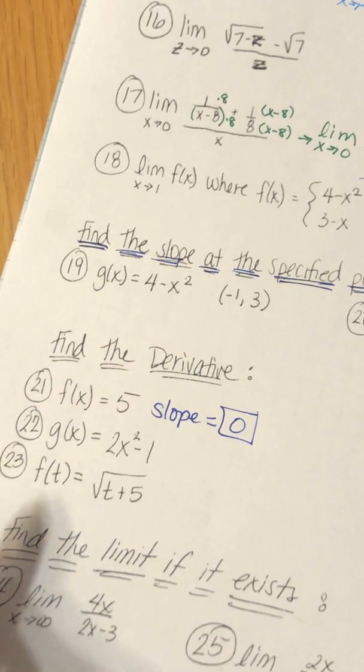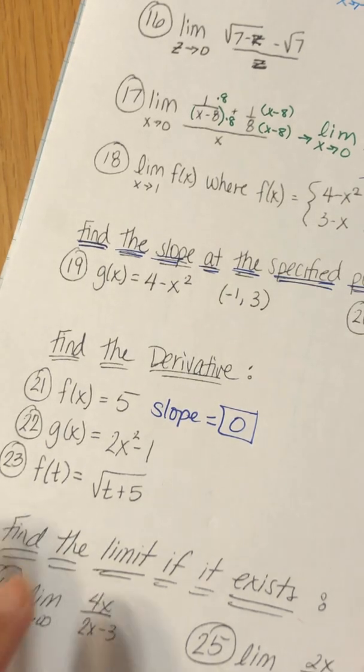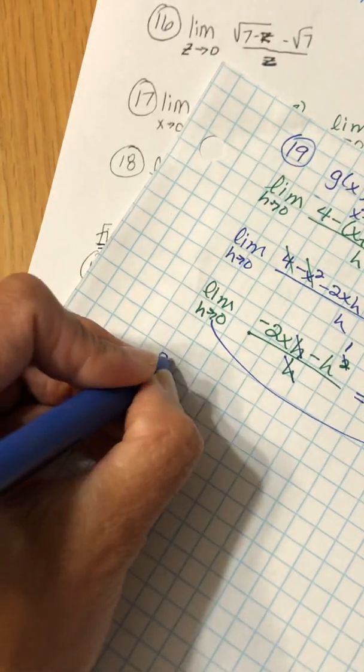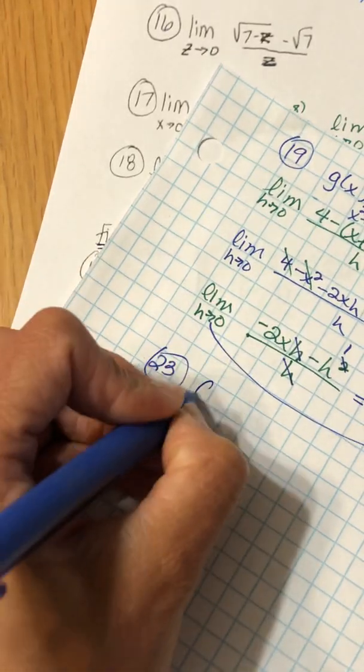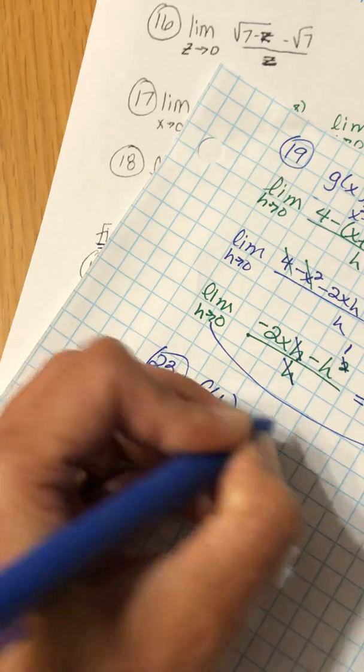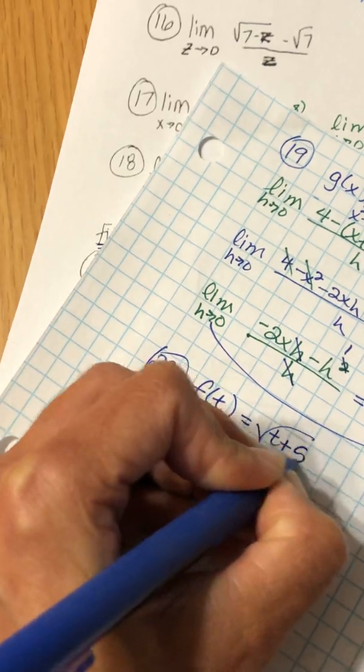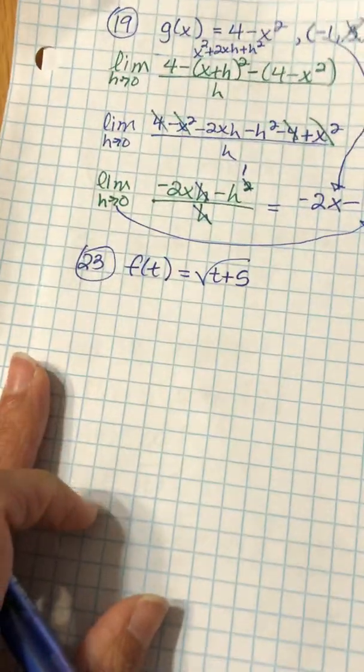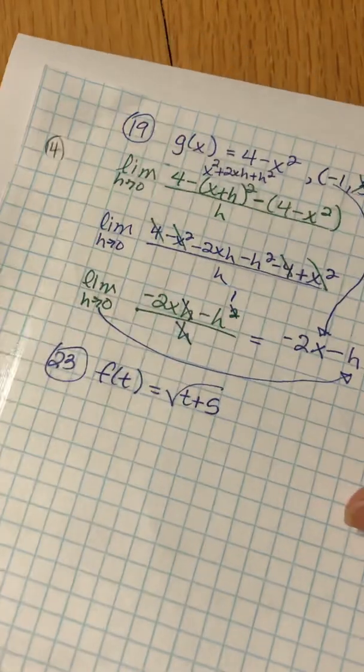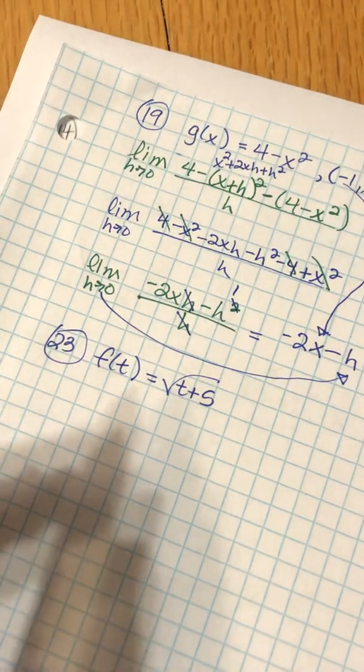This one, 23, is going to be a little bit longer, so I'm going to use that separate sheet of paper again. So 23 is f of t equals the square root of t plus 5. And we're trying to find the derivative. Okay. All right, so let's go for it.